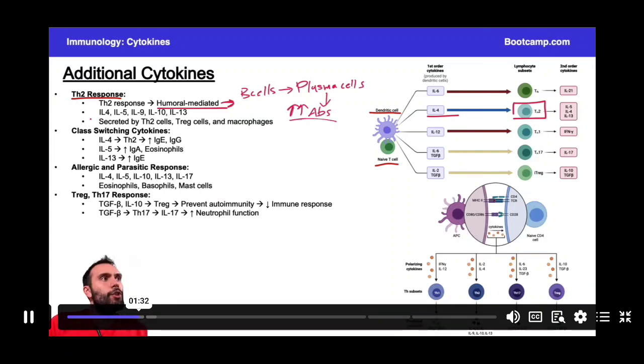Okay? So you can see here, interleukin 4, interleukin 5, interleukin 9, interleukin 10, and interleukin 13 all going to be very classic for this pathway. You might be saying, well, why? Why are those cytokines so specific to the T helper 2 response? And it goes right into this next segment here.